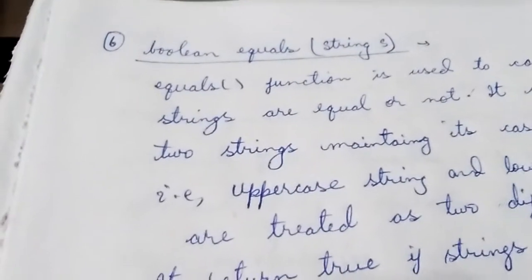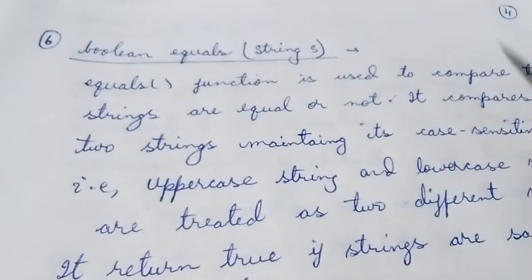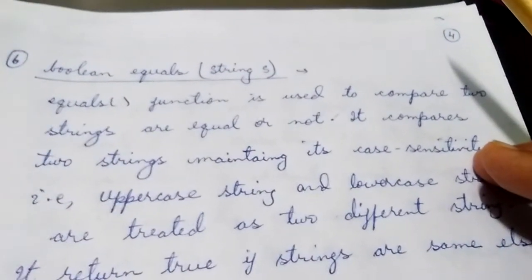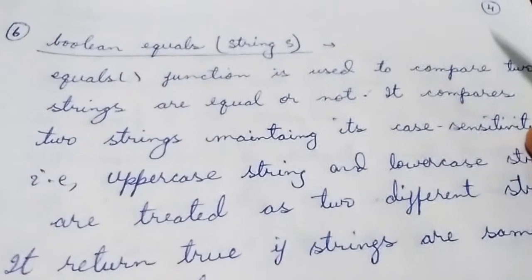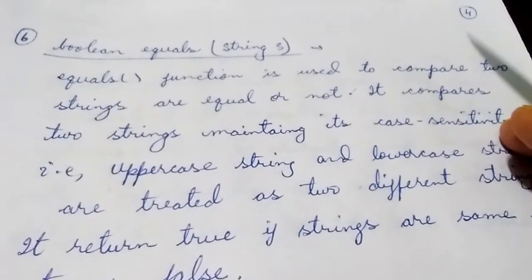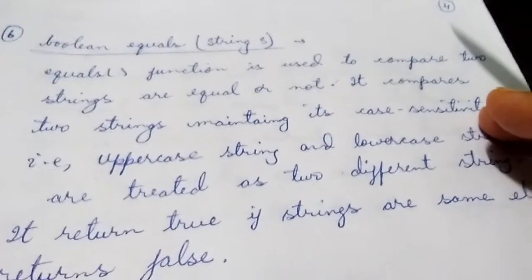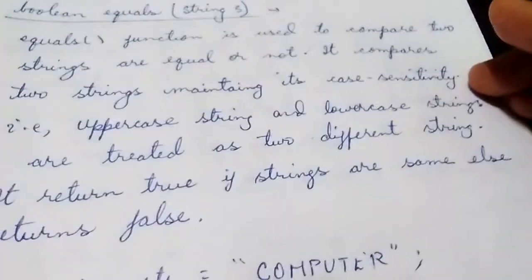Another string function that we'll see is equals, boolean equals string. The equals function is used to compare whether two strings are equal or not. So for string comparison, whether the strings are equal or not, we make use of the function equals. It compares two strings maintaining their case sensitivity. It means it treats an uppercase string and a lowercase string as two different strings.